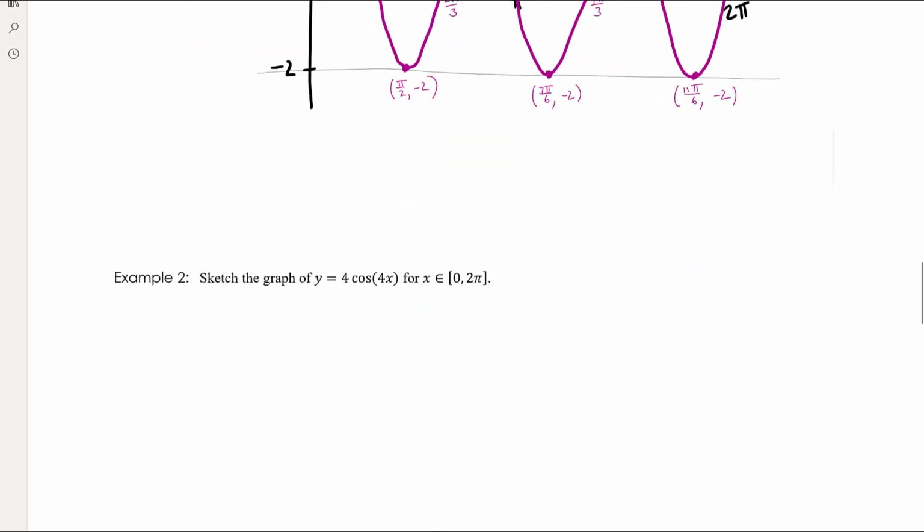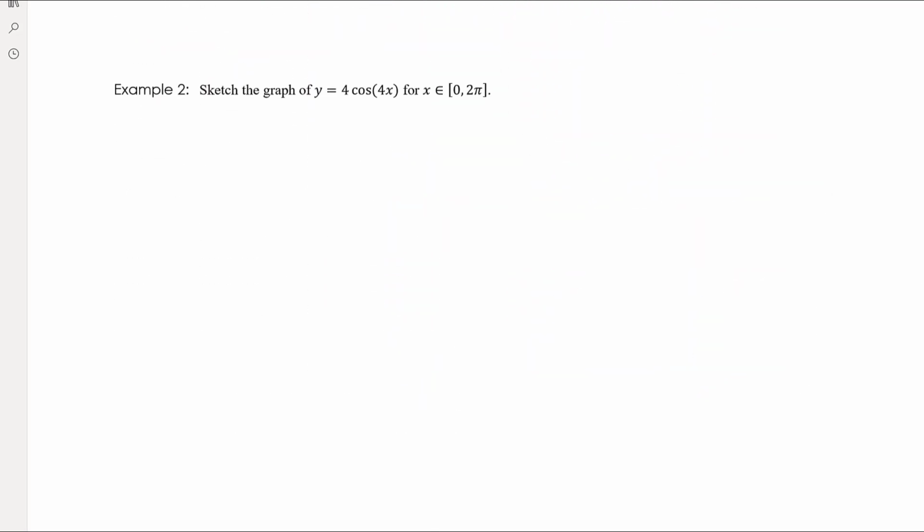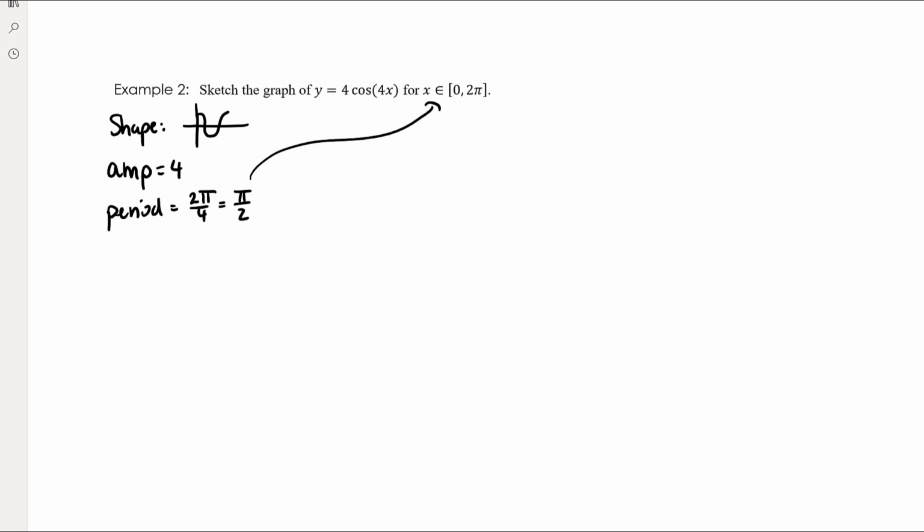Alright, let's do another one. Sketch the graph of y equals 4 cos 4x. Okay, shape. It hasn't been reflected, it's a cos curve, so it's going to start at the top and finish at the top. So we're looking at that shape. Amplitude is 4. Period is 2 pi divided by 4, which is pi on 2. So between 0 and 2 pi, we're going to see, sorry, not two of them, we're going to see 4 complete periods.